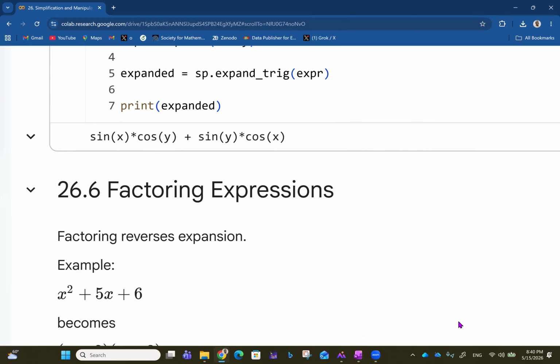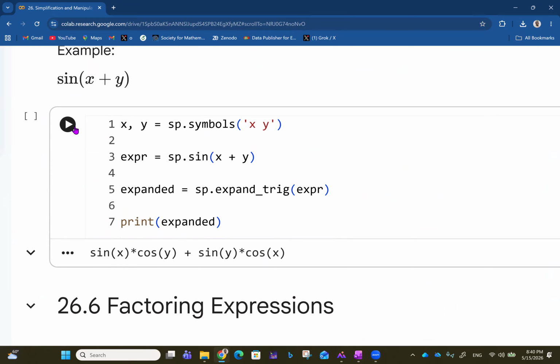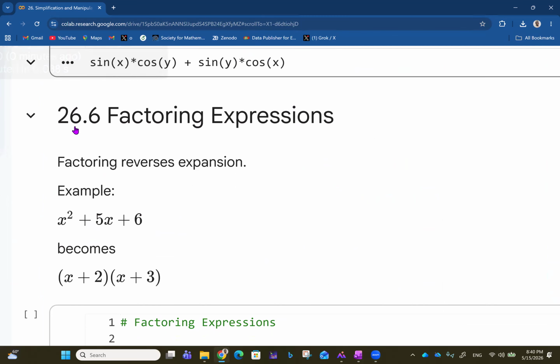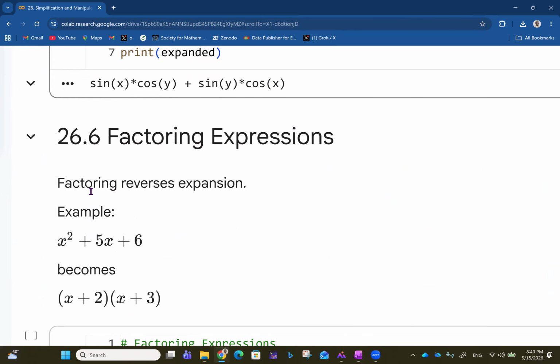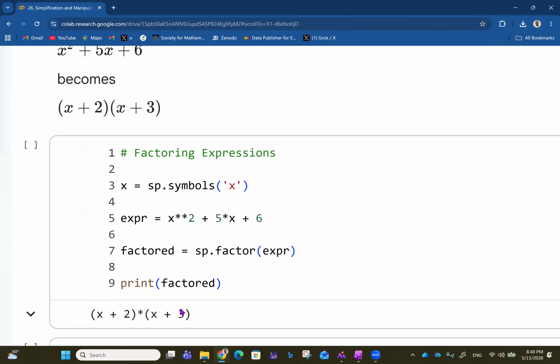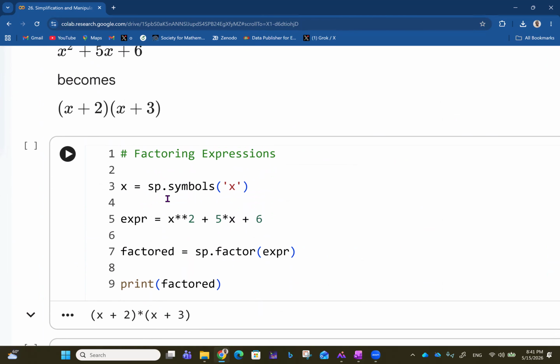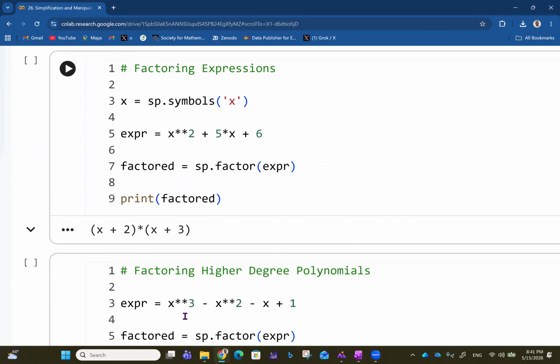So then you can also factor expressions, right? Using SymPy, factoring expressions. Factoring reverses expansion, so if you have x squared plus 5x plus 6, it becomes x plus 2 into x plus 3. So if you factor this, you have x equals sp dot symbols x, expression x squared plus 5x plus 6. To factor that, you have sp dot factor expression. Then if you print that, you have x plus 2 into x plus 3.